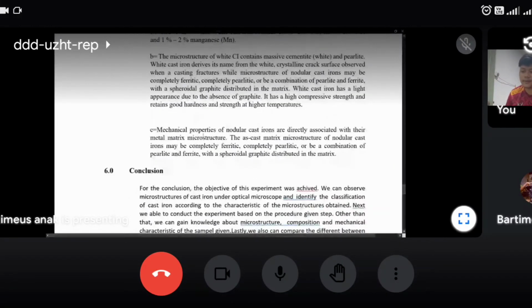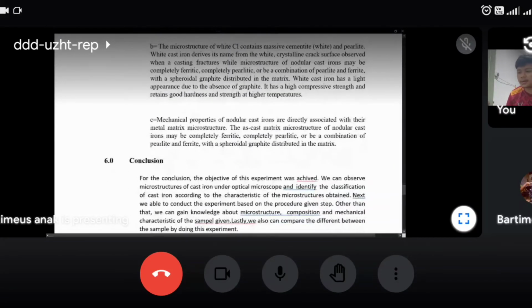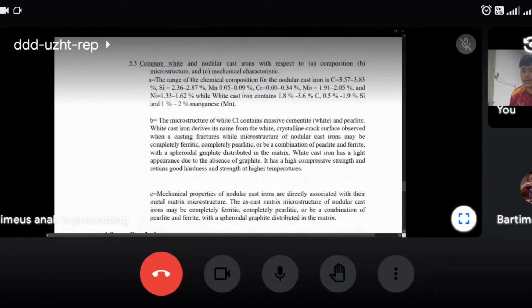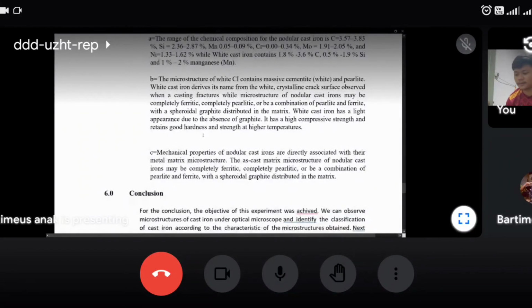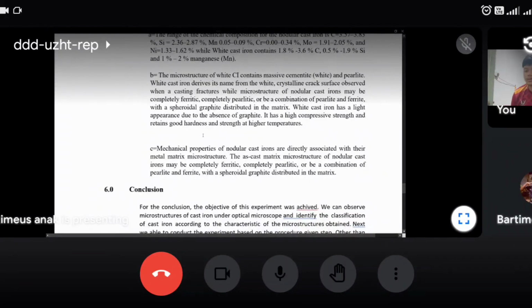And the last one, the mechanical characteristics of nodular cast iron are directly associated with their metal matrix microstructure. The matrix microstructure of nodular cast iron may be completely ferrite, or a combination of ferrite and pearlite, with spheroidal graphite discernible in the matrix.